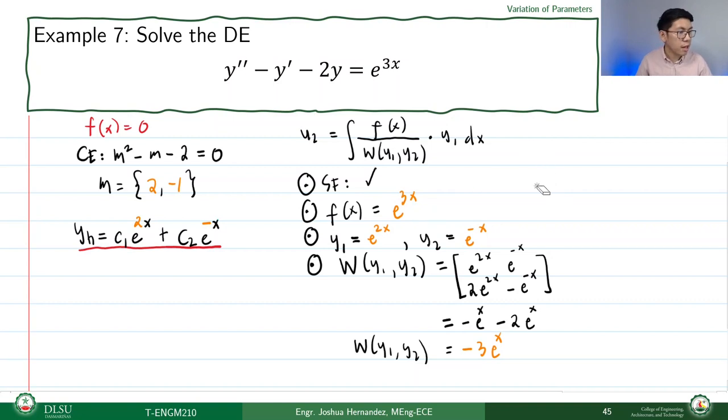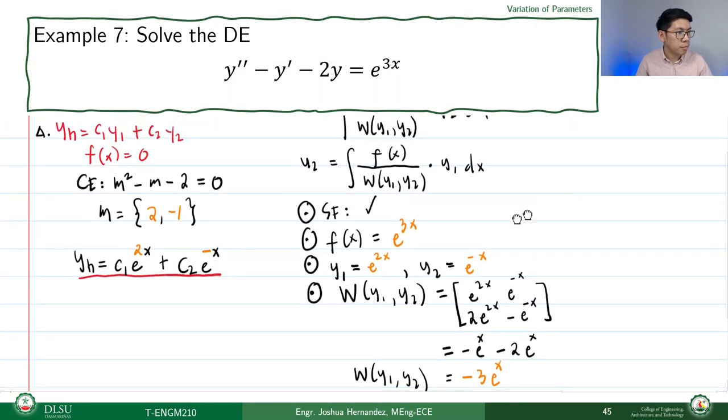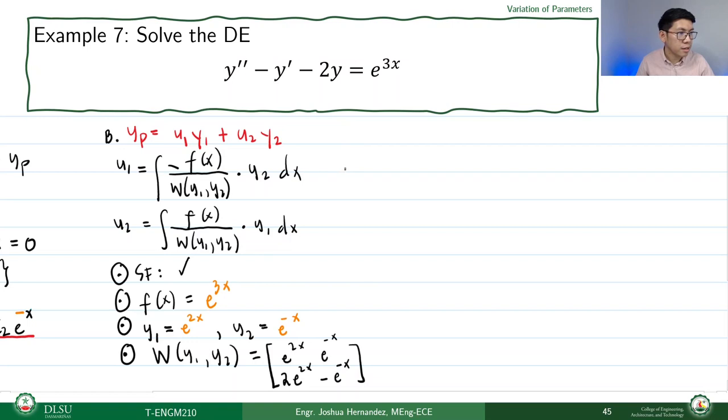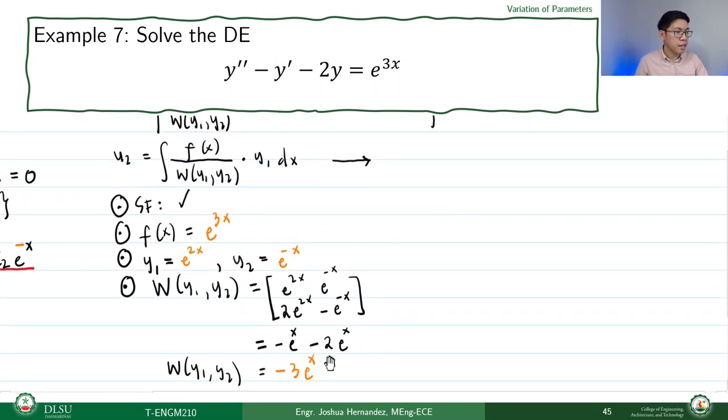You can now proceed to solving our particular solution. So, we have u sub 1 equals, plugging in our values, the integral of negative f of x, which is negative e raised to 3x, all over the Wronskian, negative 3 e to the x, and then multiplied by y sub 2, which is e raised to negative x, of course dx.